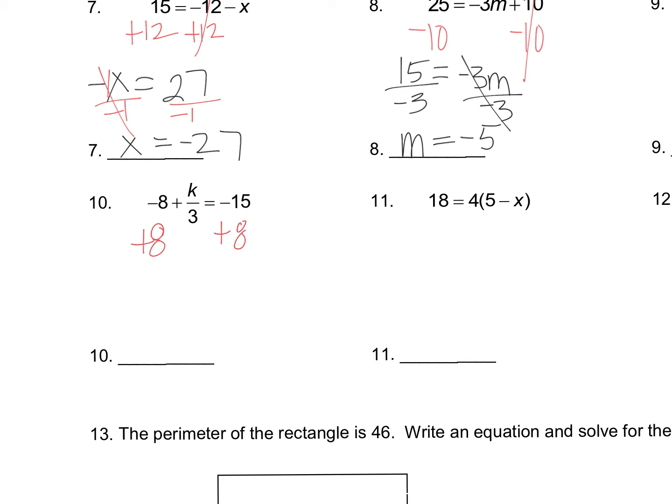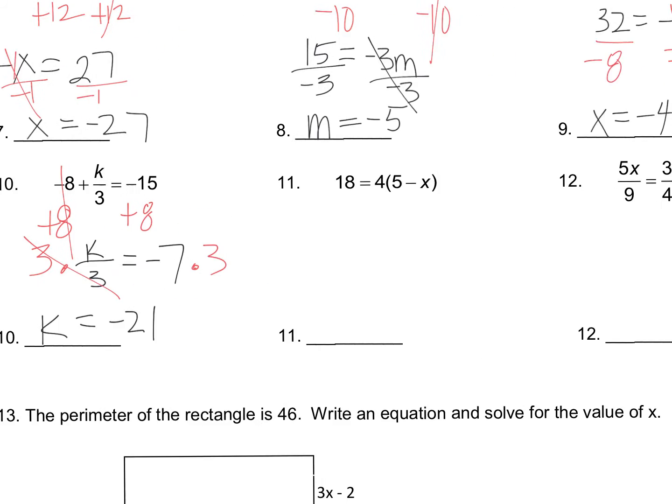Add 8 to both sides. These cancel. And now I have k over 3 equals negative 15 plus 8. That would be 15 anchors, 8 floats, puts us at negative 7. And now undo division. We want to multiply by the denominator, which is 3, so those cancel. So we have k equals negative 7 times 3, which is negative 21.